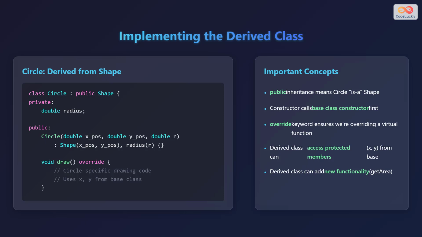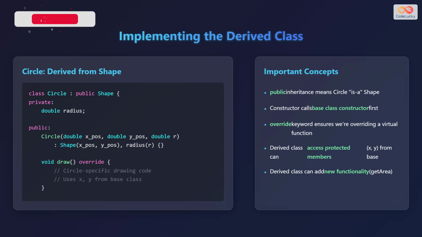Here's an implementation of the derived class circle, which inherits publicly from shape. It has a private member radius, and a public constructor that calls the base class constructor shape with the x and y position, and initializes its own radius r. It overrides the draw function and adds a new function getArea to calculate the area of the circle.